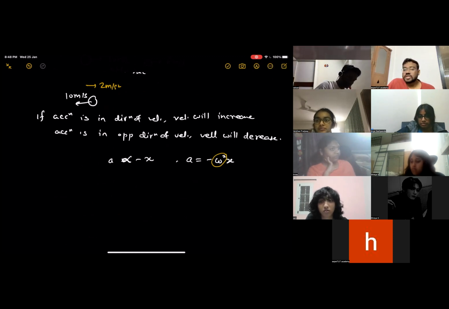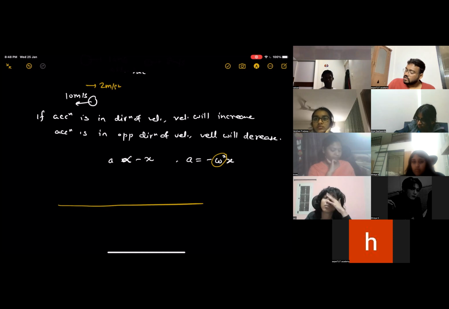It could have been 2, 3. You can take A is equal to minus 2x to understand. It doesn't matter to understand this motion. Okay, fine. Now see, this was x equal to 0. This is x equal to A. This is x equal to minus A.